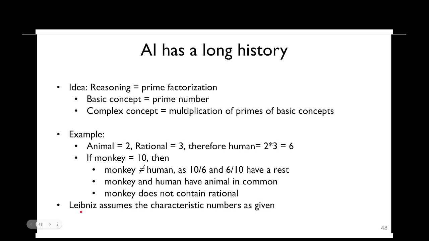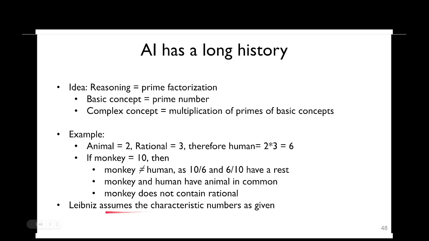He says, I assume that somebody else will sit down and produce these characteristic numbers. And that's, of course, a very, very difficult task. Why is being rational a basic concept? And why is it 3? How many basic concepts would there be?